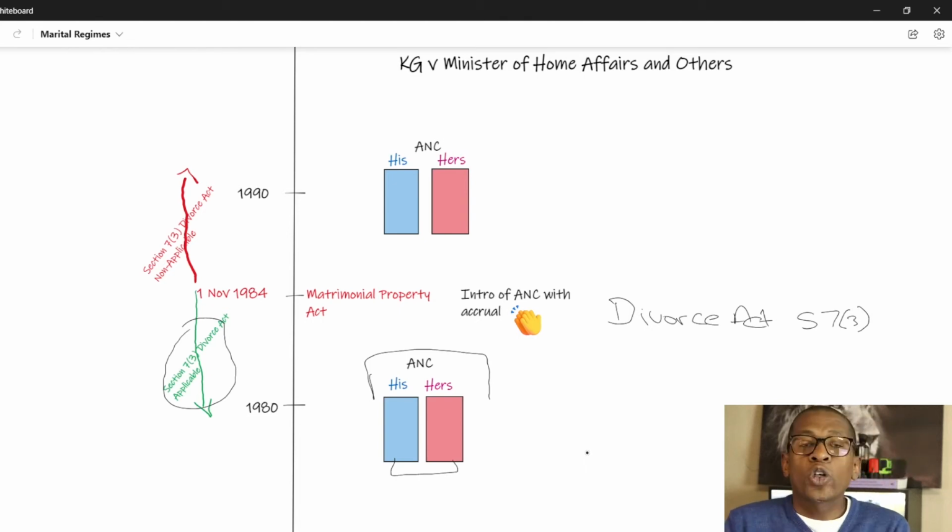So if, for example, a husband was married out of community of property and he amassed an amount of wealth, let's say 10 million rands, and the wife didn't amass anything, if she can prove that she contributed to the marriage, then the court can intervene. Although she wasn't married with the accrual system because the system wasn't available to her, the court can intervene in making a redistribution order in order to make sure that justice is served.